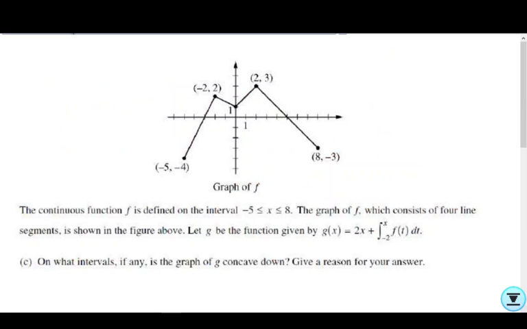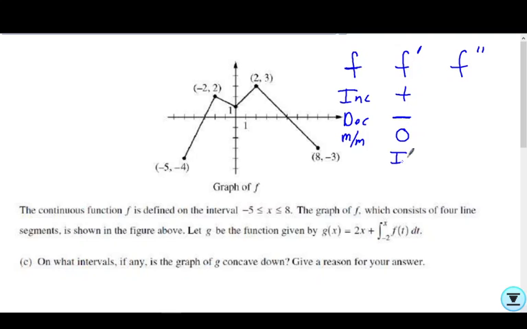All right, part C. On what intervals, if any, is the graph of g concave down? Give a reason for your answer. So I keep telling my students they need to have this chart memorized, the one that relates f, f prime, and f double prime. So when my function is increasing, my derivative is positive. When my function is decreasing, my derivative is negative. Where I have a min or a max, my derivative is 0.